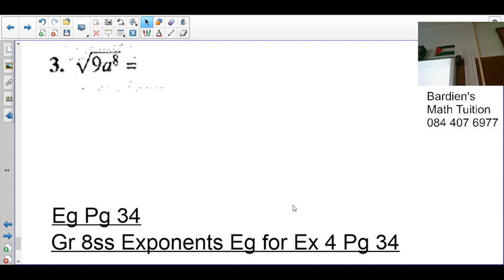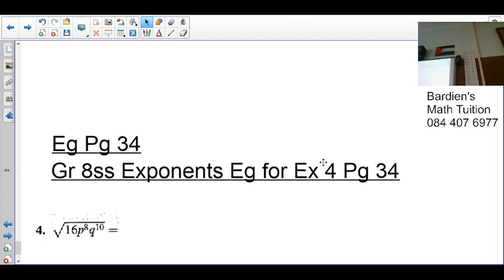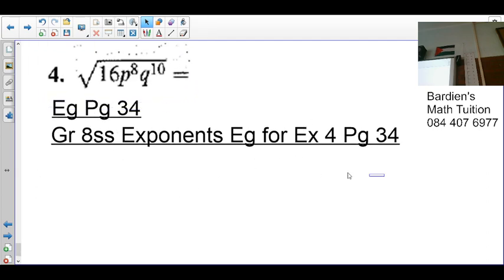Look at number 3. The square root of 9a to the exponent 8. Do that one quickly. Alright, so what's the square root of 9? 3. So it's 3a to the exponent 4. Or you can say 3a to the exponent 8 over 2, which is 3a to the 4. All okay with that? Here's number 4.